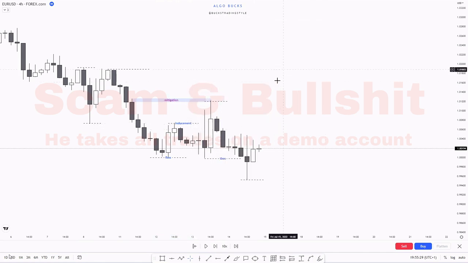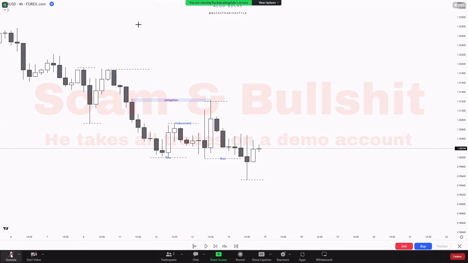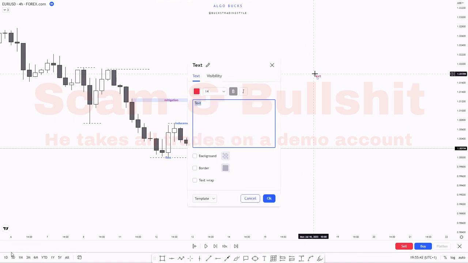Is our mitigation. So now for the algo structure, for the MSU to be a valid MSU, we want to see five things. First of all, we want to see a fake break of structure. Then we want to see an inducement.